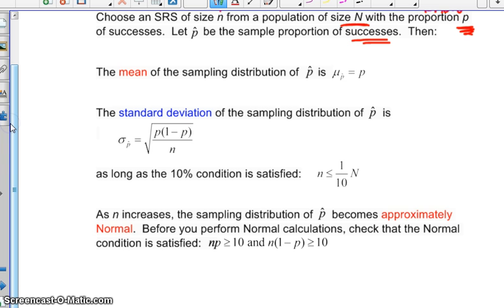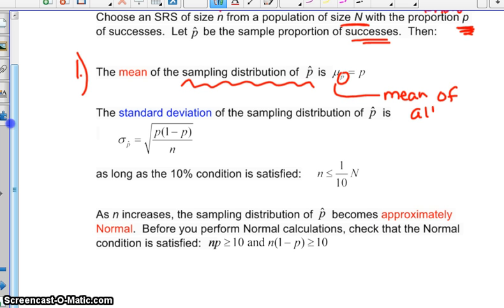So what they're saying here now, number one, is my mean for my sampling distribution of p hat. What this is saying is that mu is the mean of all my p hats, of all my sample proportions. So I'm going to put together that distribution like I was saying, and then mu sub p hat is going to be the mean of that, the middle of that. And that's going to be equal to my population proportion.